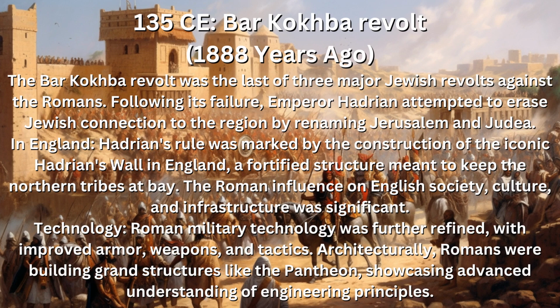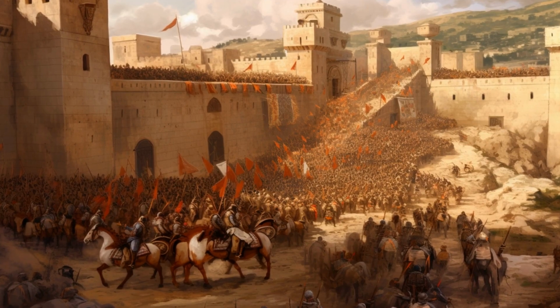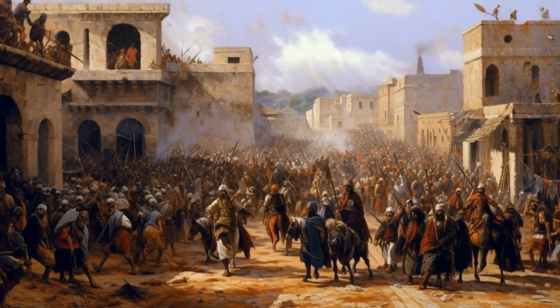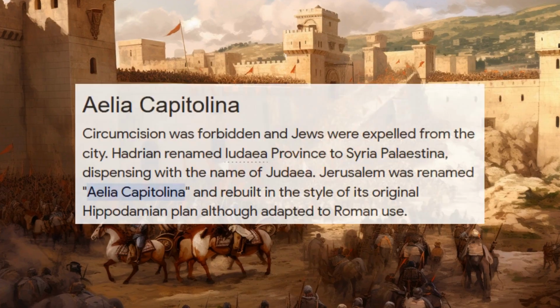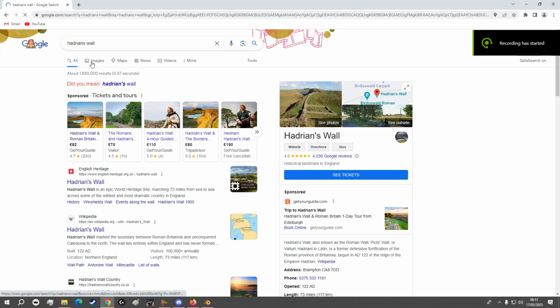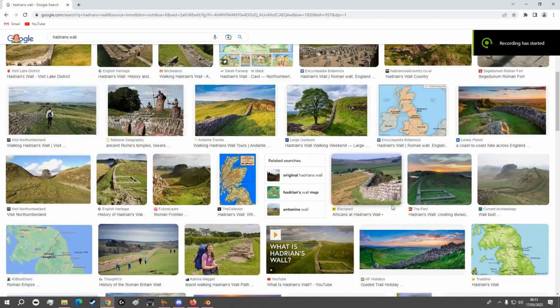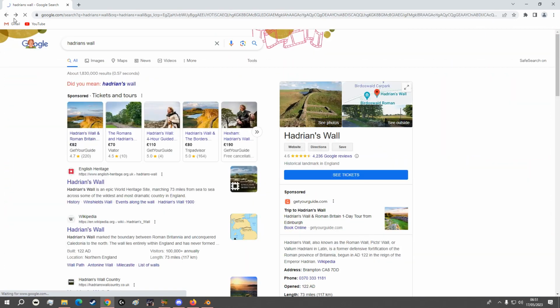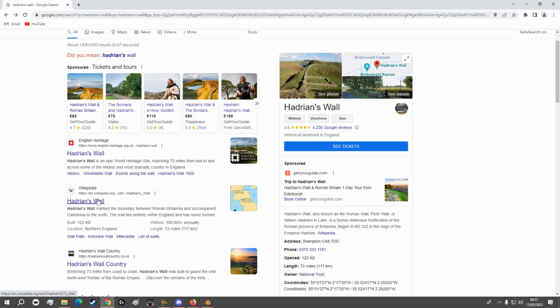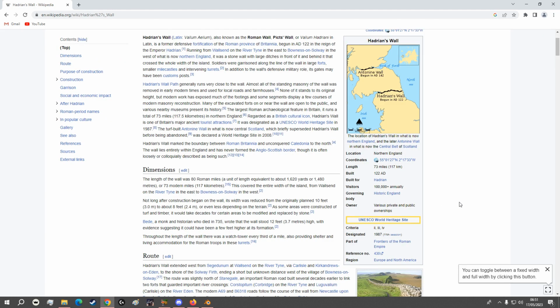135 CE, Bar Kokhba Revolt. The Bar Kokhba Revolt was the last of three major Jewish revolts against the Romans. Following its failure, Emperor Hadrian attempted to erase Jewish connection to the region by renaming Jerusalem and Judea. In England, Hadrian's rule was marked by the construction of the iconic Hadrian's Wall, a fortified structure meant to keep the northern tribes at bay. The Roman influence on English society, culture, and infrastructure was significant.